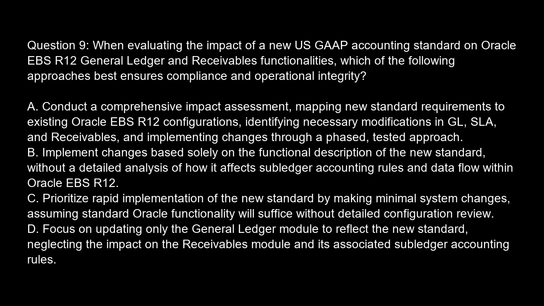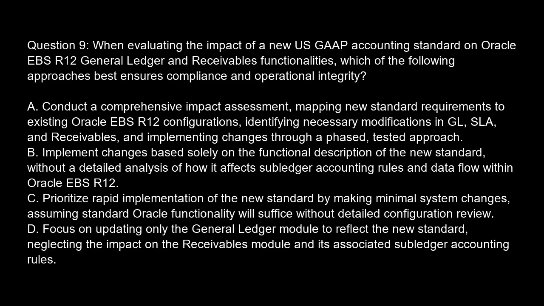Question 9. When evaluating the impact of a new U.S. GAAP accounting standard on Oracle EBS R12 General Ledger and Receivables functionalities, which of the following approaches best ensures compliance and operational integrity? Option A. Conduct a comprehensive impact assessment, mapping new standard requirements to existing Oracle EBS R12 configurations, identifying necessary modifications in GL, SLA, and receivables, and implementing changes through a phased, tested approach.